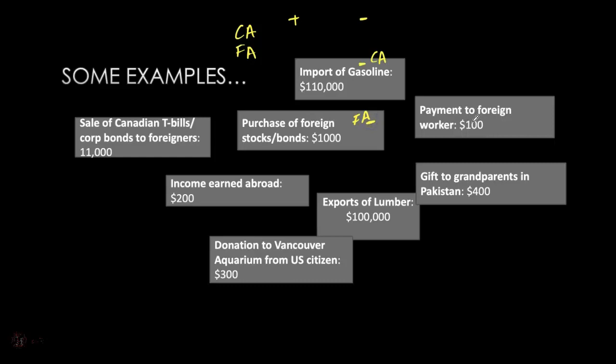Next, I have payment to foreign workers. These are payments to foreigners. So it's generating an outflow of cash, or use of cash. It is not creating a liability. So it is part of our current account.